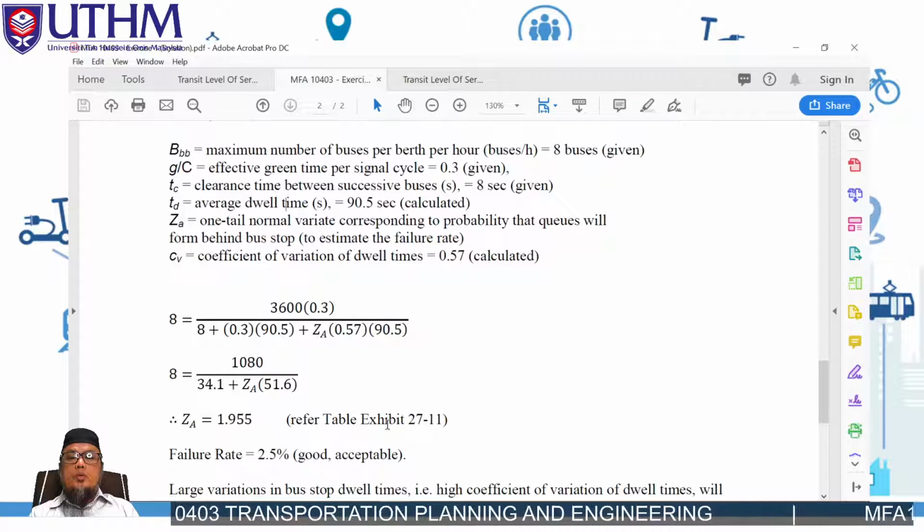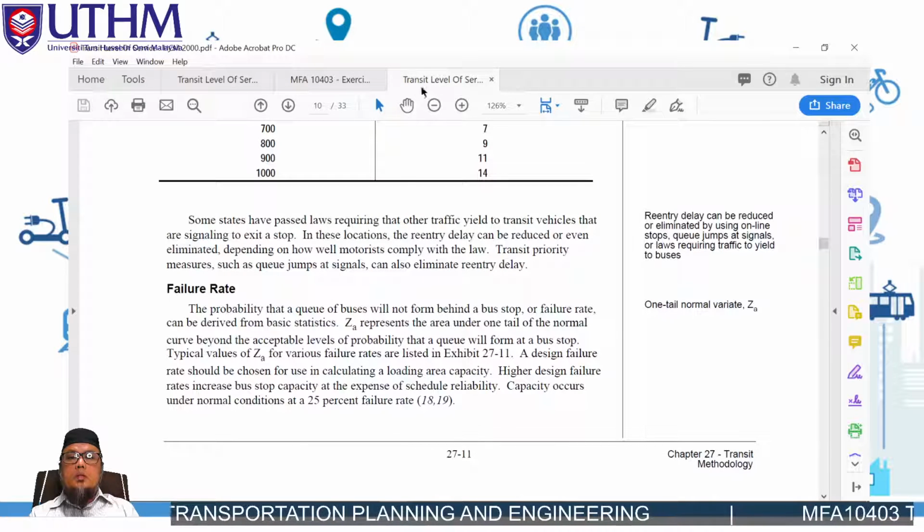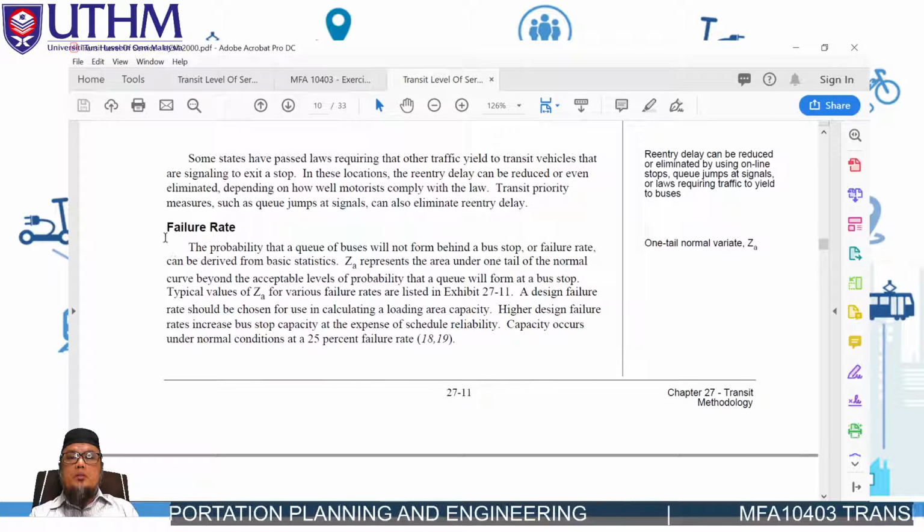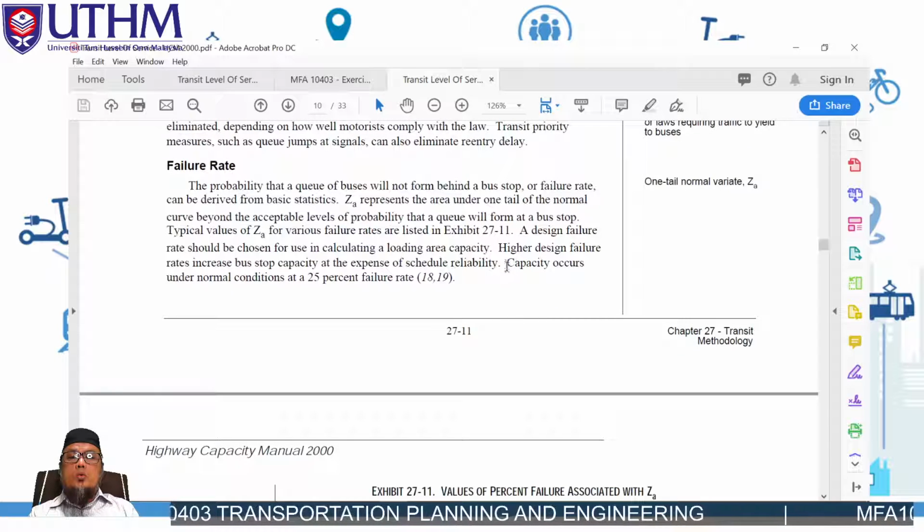So we move to the exhibit. You can refer to this particular table, which is under the failure rate section. The probability of queues of buses behind the bus stop, or failure rates, can be derived from basic statistics, which is ZA. It represents the one-tail normal curve beyond acceptable levels of probability. So ZA is from statistical analysis, and we can determine the failure percent or probability. The capacity under normal condition is at 25% failure rates.